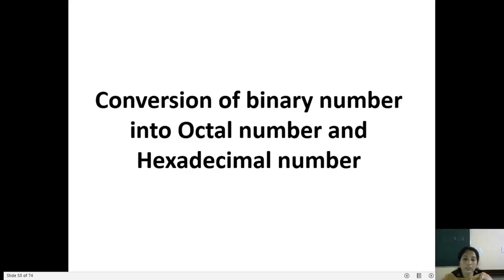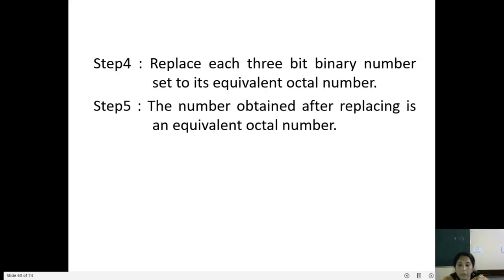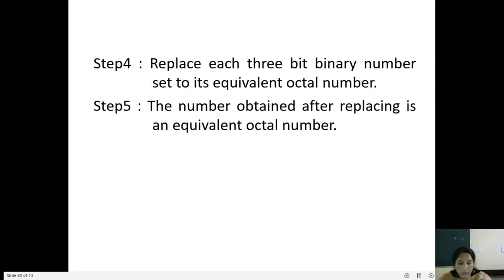Now we can see conversion of binary number into octal number and hexa number. First you want to consider what number you are converting, whether it is binary or octal. And then if it is binary, you want to group into sets of 3 bits, and then you want to place the number for that. If it is hexa, later on I will tell you the example.